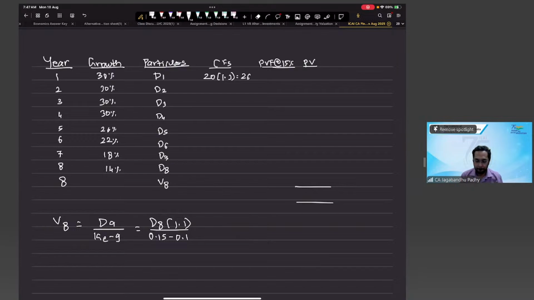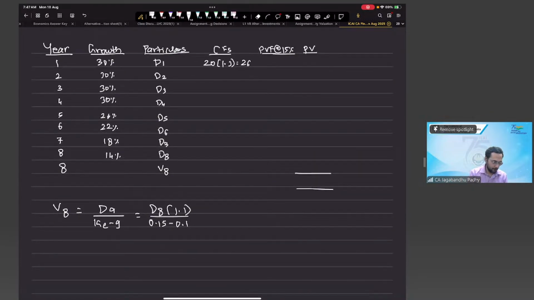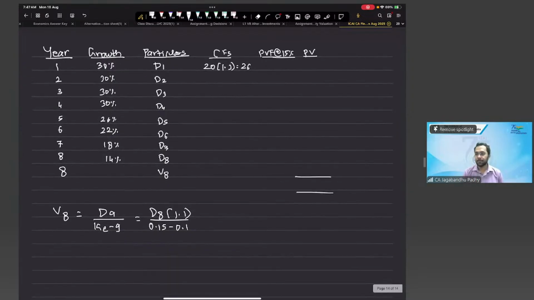Can we do this? Can we do the calculations, guys? Just confirm, guys. Yes. Okay. So just do the calculation. Take the PV at 15%. Give me the total of PV first. You solve it fully. Then I'll discuss it. Okay. Solve it fully.